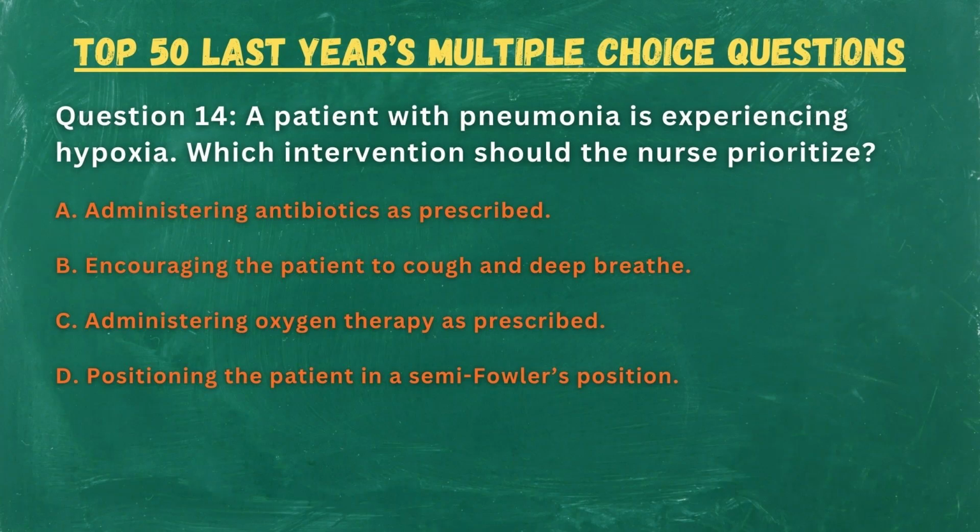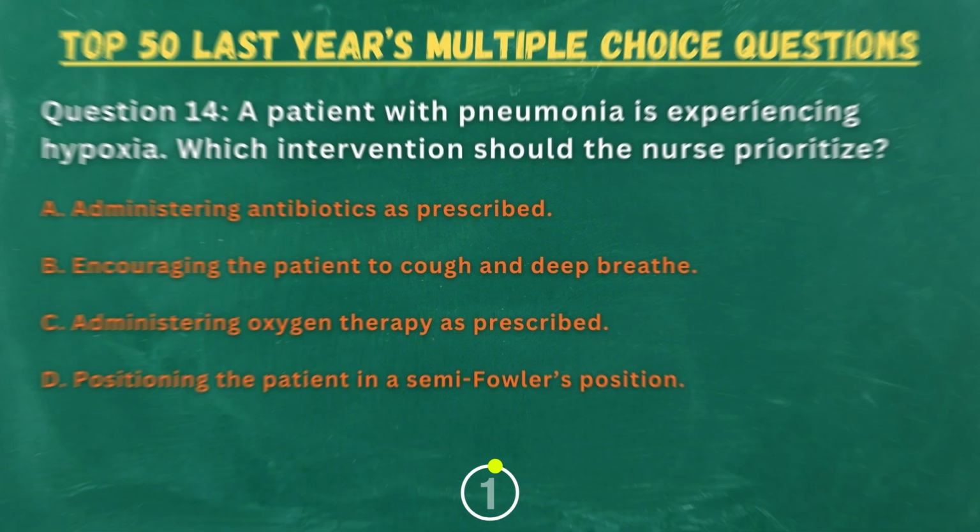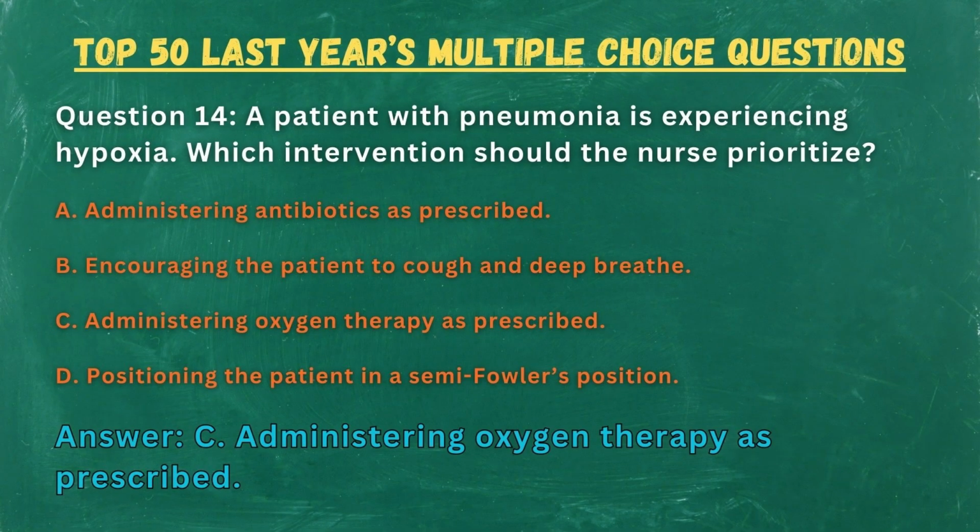Question 14. A patient with pneumonia is experiencing hypoxia. Which intervention should the nurse prioritize? A. Administering antibiotics as prescribed. B. Encouraging the patient to cough and deep breathe. C. Administering oxygen therapy as prescribed. D. Positioning the patient in a semi-Fowler's position. Answer: C. Administering oxygen therapy as prescribed.